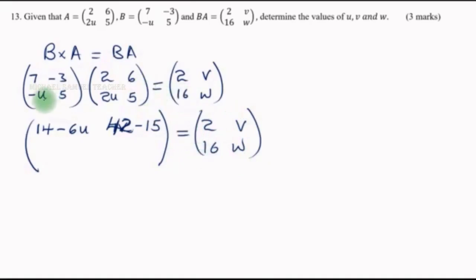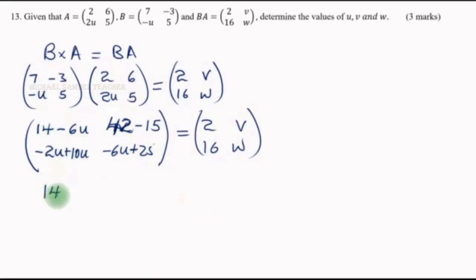Then to get 16 is the second row times first column. So minus u times 2, that is minus 2u, plus 5 times 2u, that will be plus 10u. Then to get w, it is the second row times second column. So minus u times 6, that is minus 6u, then plus 25, 5 times 5. So let me just simplify it.